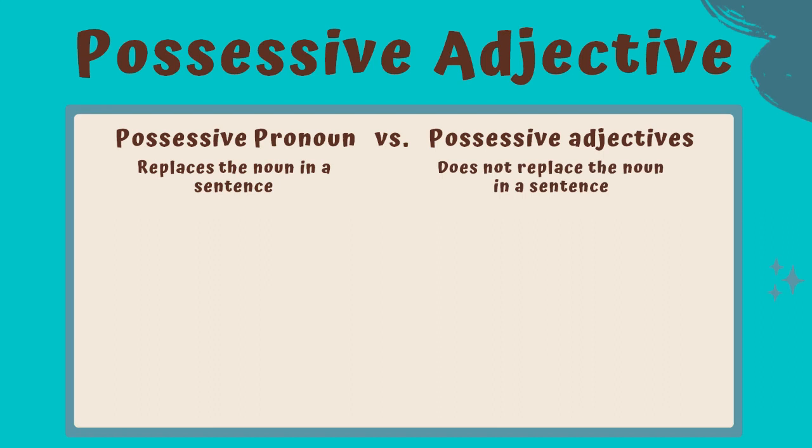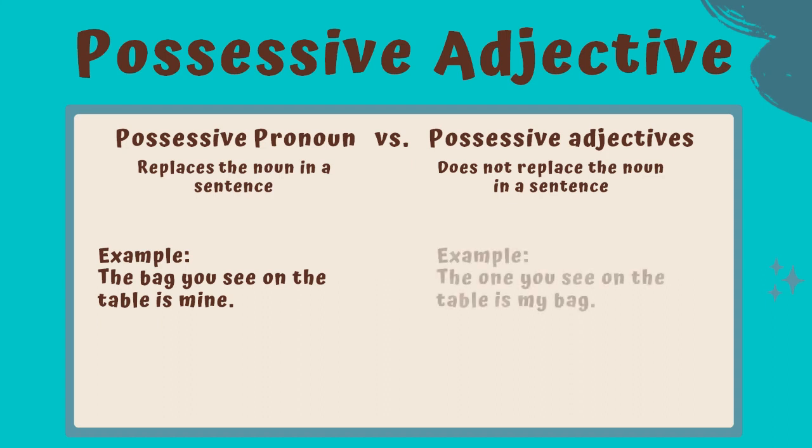Now let's have an example for the possessive pronoun. The bag you see on the table is mine. And now let's have an example for the possessive adjective. The one you see on the table is my bag.